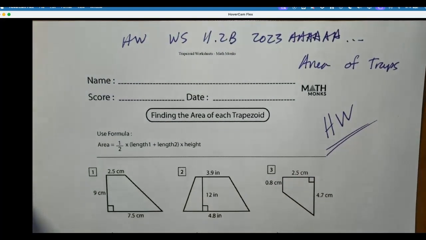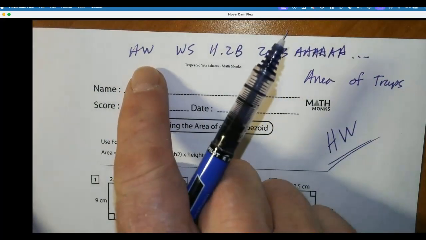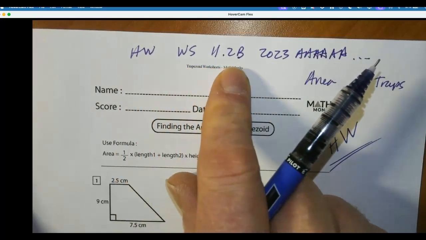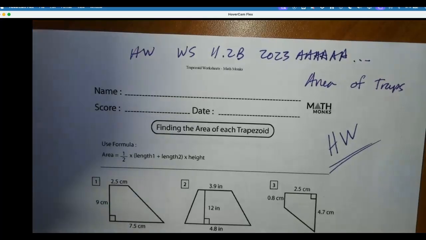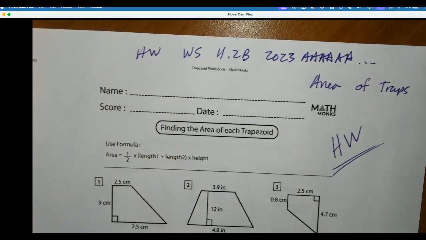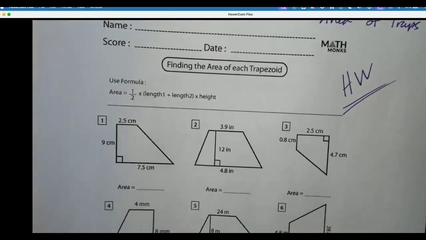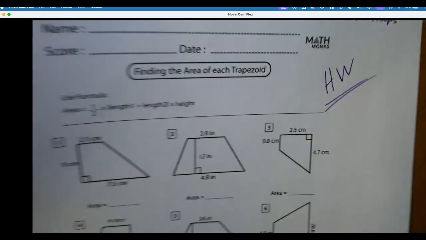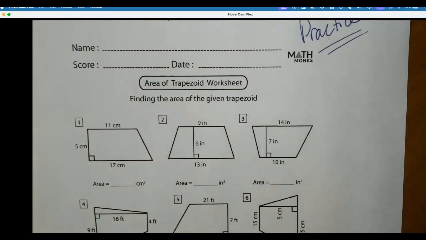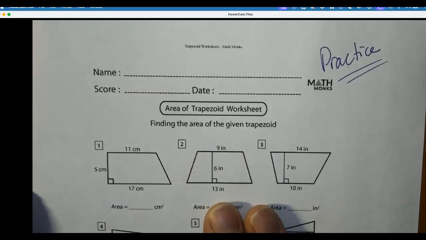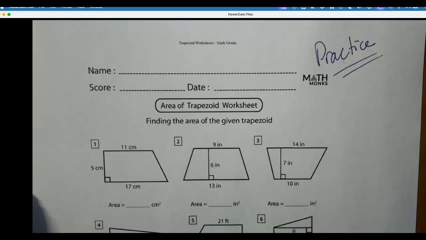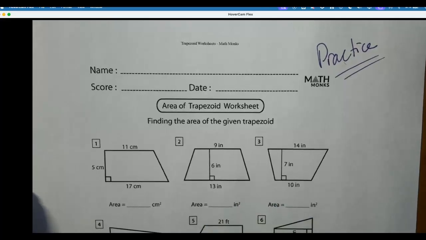All right, today we're going to be looking at a mini tutorial on homework worksheet 11.2b 2023. This is area of trapezoids. It's kind of a weird one because there's two sheets. Here's the first sheet, which is going to be your homework, and here's one we're actually going to practice on. If you scroll down when you open it up, the second sheet is where we'll do some practice problems so you know how to do the first sheet.